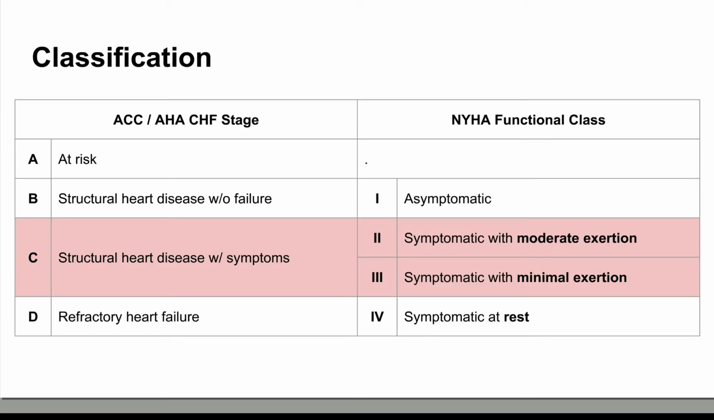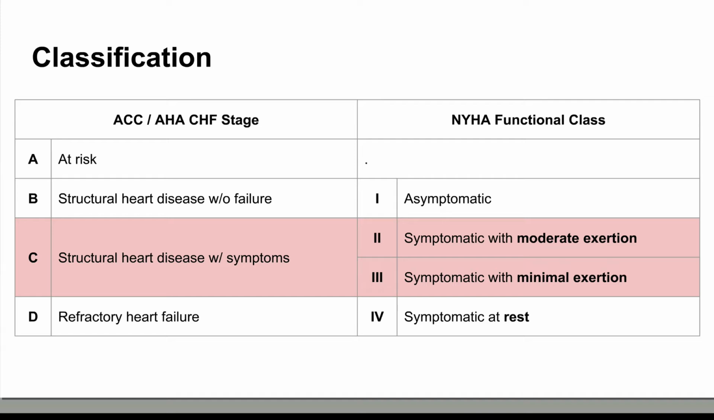We classify heart failure with really two different classification systems. One is the American College of Cardiology and American Heart Association staging, A, B, C, and D, where stage B is people that have heart disease but no real symptoms. Stage C is patients with symptoms and heart disease, and D is really bad news bears heart failure.